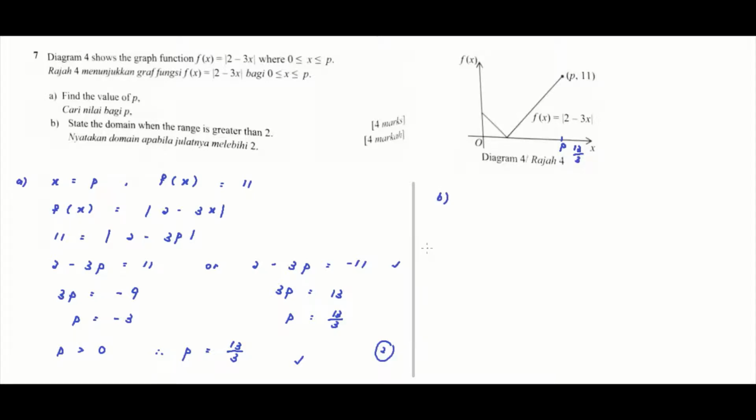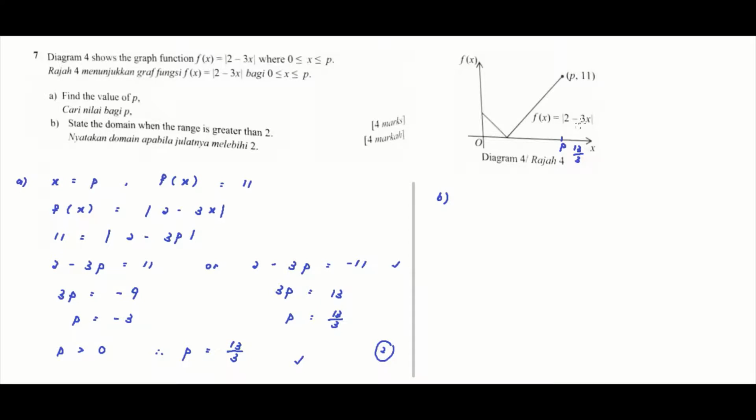State the domain where the range is greater than 2. In this case, if you understand the idea of the equation of a straight line, you would be able to see that f(x) = 2 - 3x is actually a straight line, because it is of the form mx + c, a linear equation.